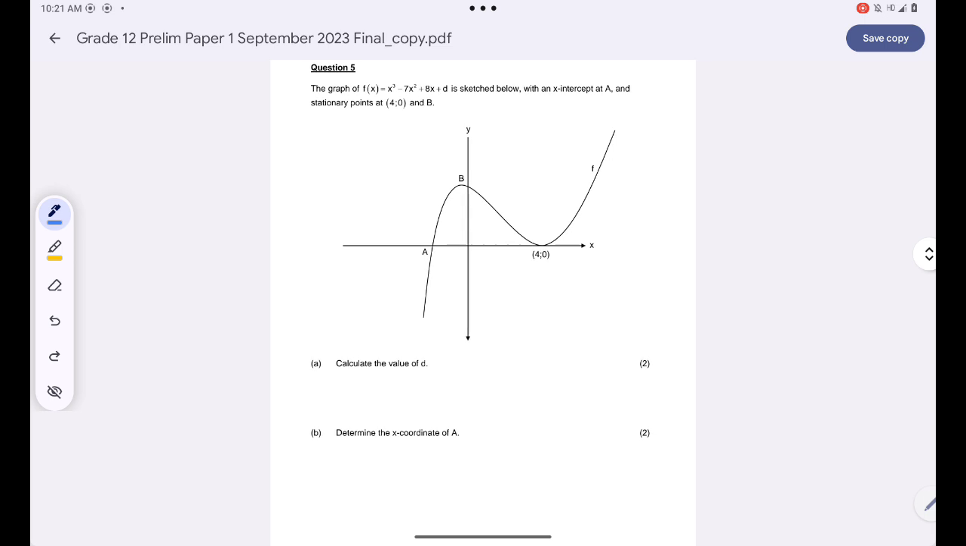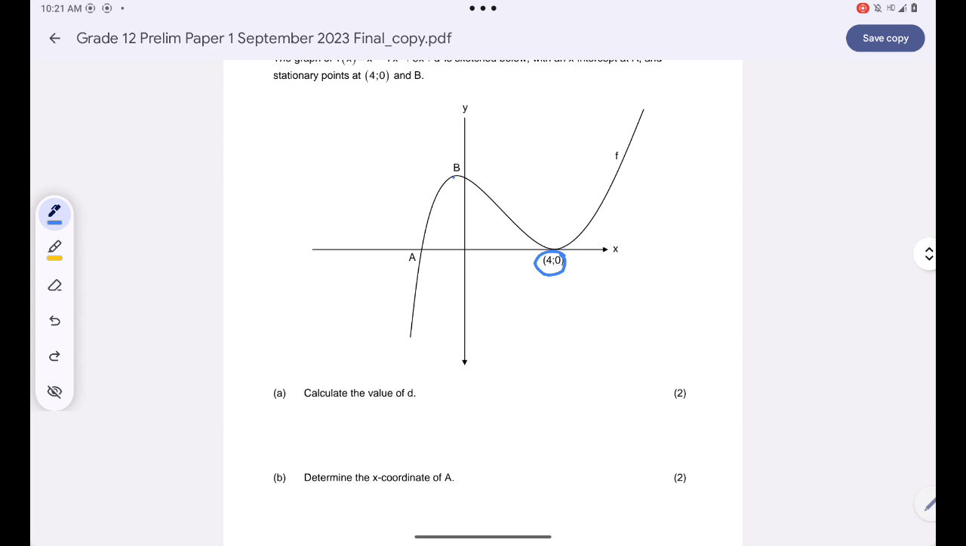Okay, we are told that the graph of f of x is sketched below with an x-intercept at A and a stationary point at (0; 4). This stationary point guys is also an x-intercept, by the way. And the other stationary point we have is point B over there, which we will calculate.